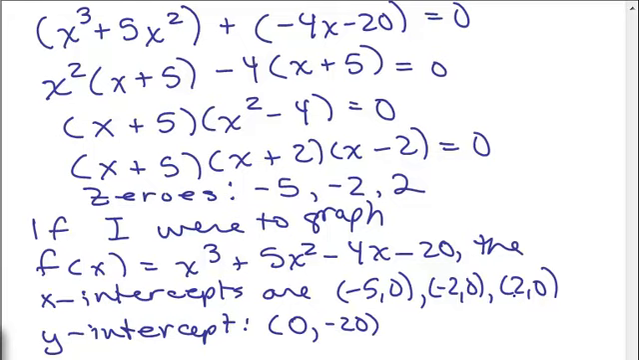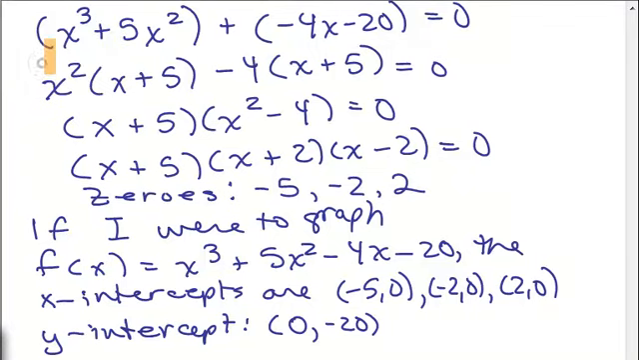Now you'd have to find ordered pairs in between all of those, right? So you'd have to put in some other numbers for x to get a nice smooth function, and you'll be learning how to do that later. But for now, we're focusing in on what the zeros are, which is right here.